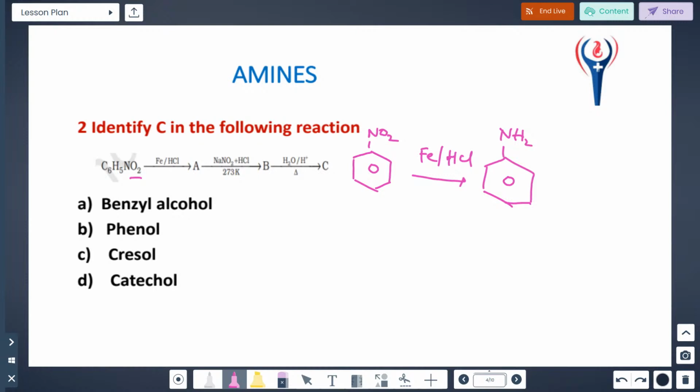Aniline. Again, it reacts with sodium nitrite and HCl, NaNO2 in the presence of HCl, at almost 0 degrees Celsius. We get the next compound. This also has one role: it converts NH2 to N2Cl. Understood? So I write it here.